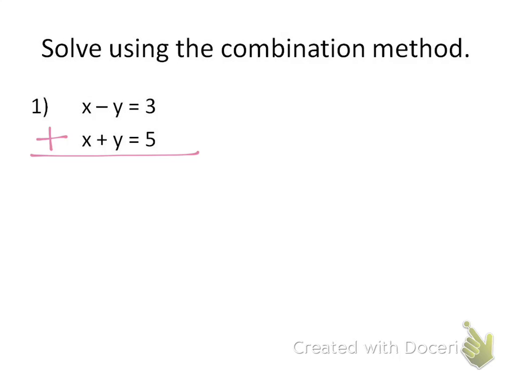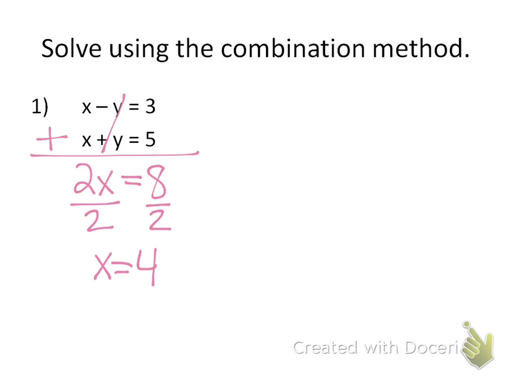When you add the equations, add the x's. 1x plus 1x is 2x. Whatever variable had the opposites, those should cancel out. And then 3 plus 5 is 8. After you add them, you should only have one variable left. If you don't have one variable left, if both variables are still present, then you didn't have opposites and you need to start over. Solve for the remaining variable. I'm getting that x equals 4.